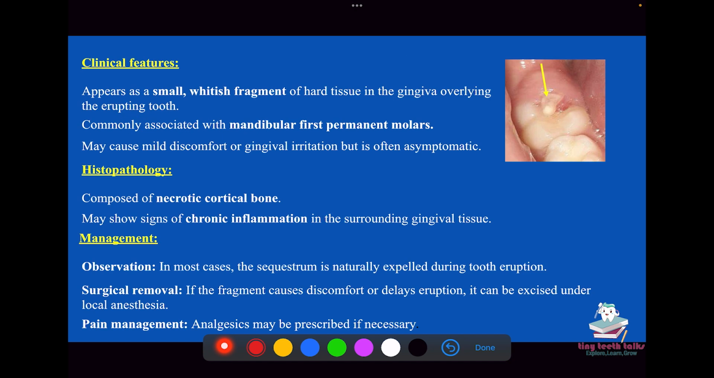Clinical features: it appears as a small whitish fragment of hard tissue in the gingiva overlaying the erupting tooth, commonly associated with mandibular first permanent molars. It may cause mild discomfort or gingival irritation but is often asymptomatic. Histopathology: composed of necrotic cortical bone, it may show signs of chronic inflammation in the surrounding gingival tissue. Management: observation. In most cases, the sequestrum is naturally expelled during tooth eruption. Surgical removal: if the fragment causes discomfort or delays eruption, it can be excised under local anesthesia. Pain management: analgesics may be prescribed if necessary.